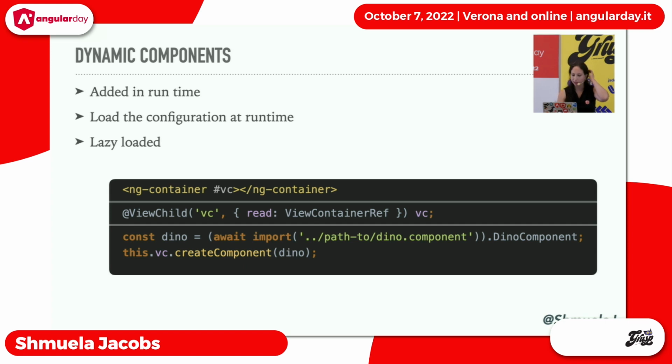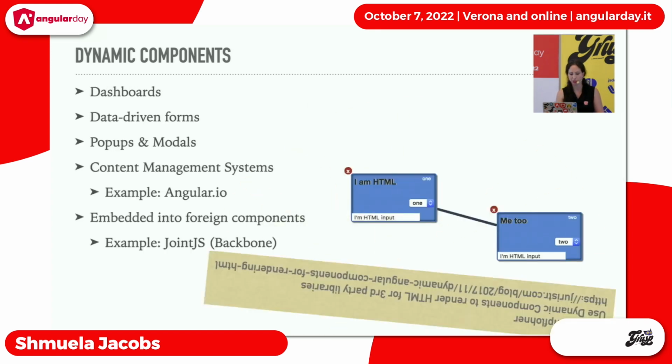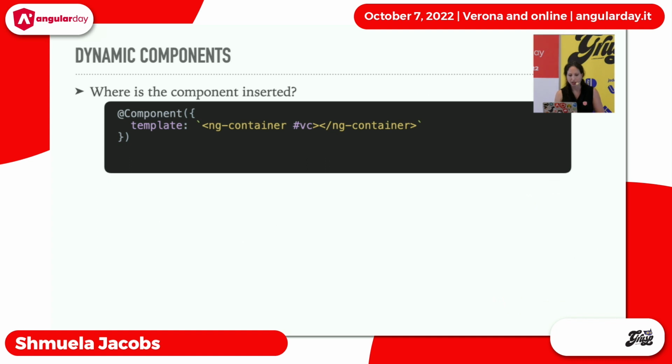Okay, so let's go step by step what's going on here, and we'll see more options. Okay, so that's where the component is inserted. Somewhere in your template, of course, you can have more things in your template, you will have an ng-container with a reference to it. And if you want, it doesn't need to be an ng-container, okay? It can be any element. But that signals where it's going to be inserted. So it's going to be inserted right after the ng-container element.